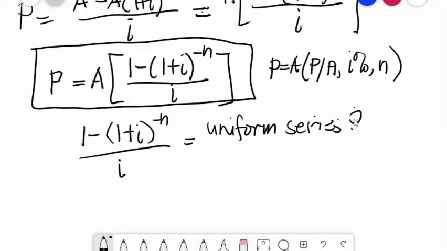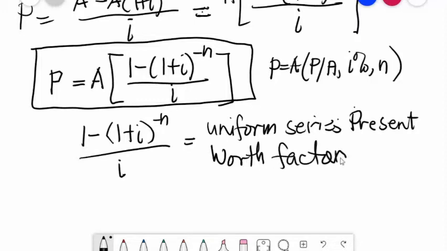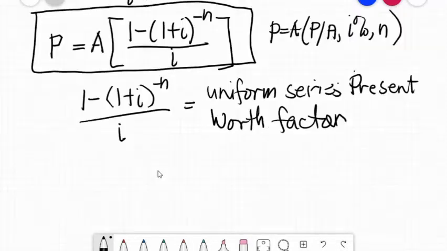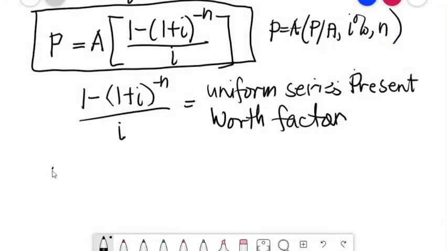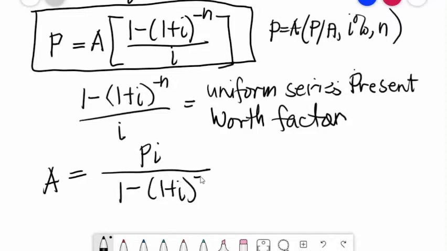From this formula also, we can solve if the annuity is unknown and P is given. So, A is equal to P i divided by 1 minus (1 plus i) raised to negative n.